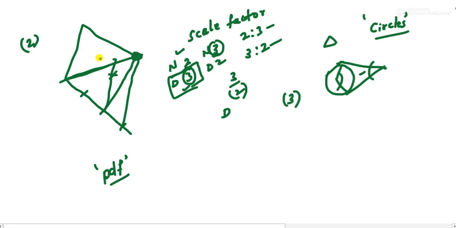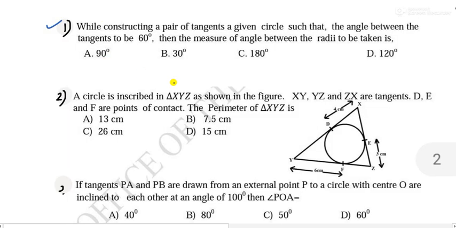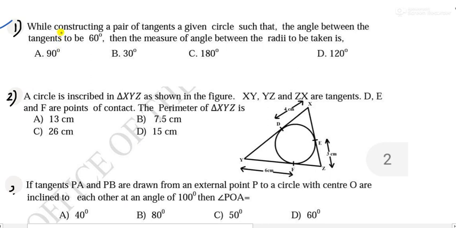So let us start with our first question. So this is our first question. What does it say? While constructing, let me zoom it a little more. Now see, while constructing a pair of tangents to a given circle such that the angle between the tangents is 60, then the measure of the angle between the radii is how much?